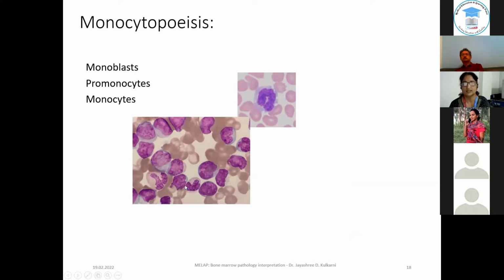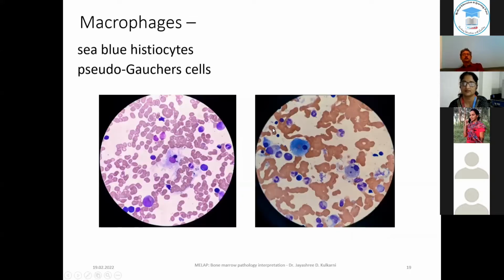Monocytopoiesis has only 3 stages. The monoblast will have a very thin rim of cytoplasm, but identify them by the nuclear contour, whereas promonocytes are much larger, with more abundant cytoplasm and thin lacy chromatin. Lacy chromatin is the feature of promonocytes. These are the mature monocytes with cytoplasmic vacuolation. Other than that, you get the macrophages. So you identify them by the frayed cytoplasm and the debris here. Then you also have the sea blue histiocytes or the pseudo-Gaucher cells.